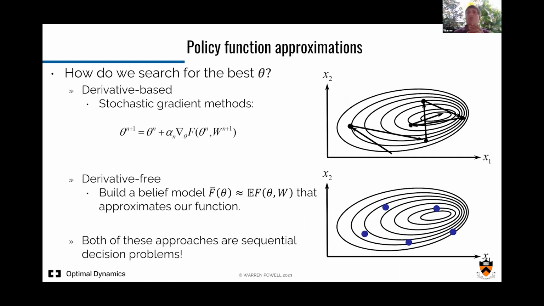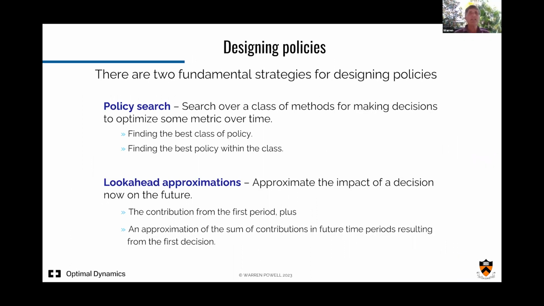The one thing I will tell you is that when you're doing tuning, in a simulator, you might do derivative-based, or in a simulator or the field, you might do derivative-free. Both derivative-based stochastic search and derivative-free stochastic search are sequential decision problems. For stochastic gradients, that step size alpha is the decision. In derivative-free, I have to guess at the next point on the function. So you have to solve a sequential decision problem to get the right values of theta to solve your original sequential decision problem. Hope everybody's having fun.